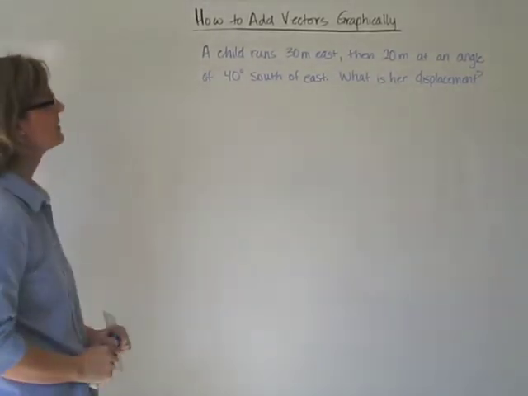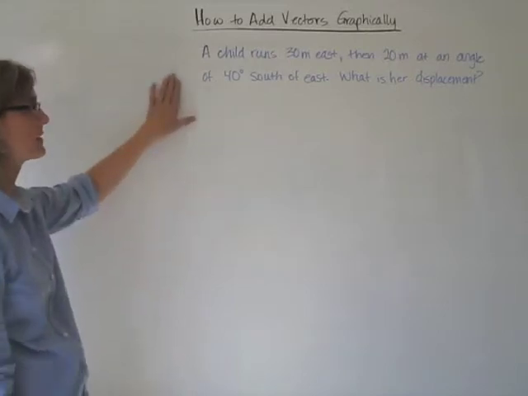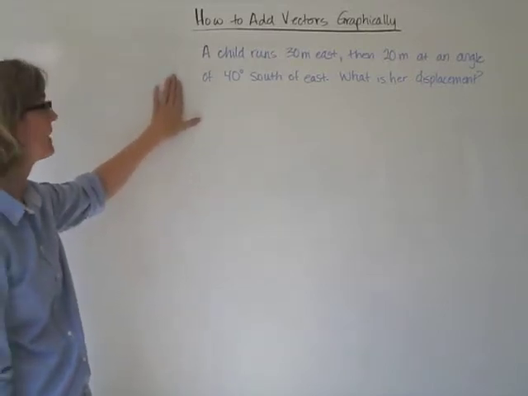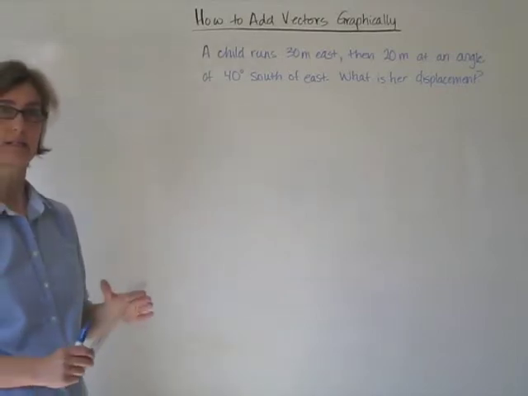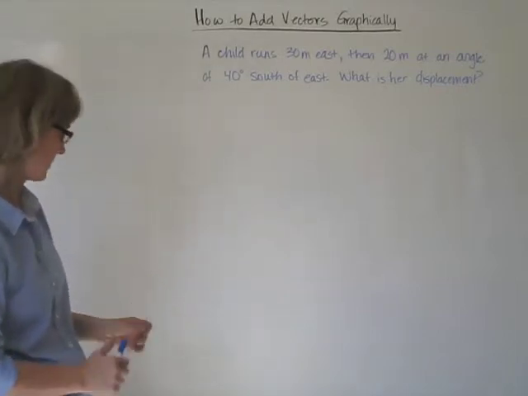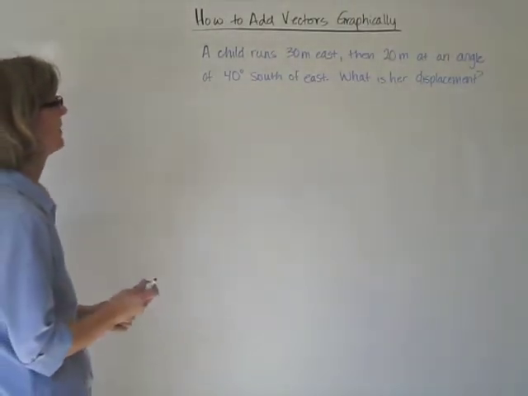So we have a child runs 30 meters east, then 20 meters at an angle of 40 degrees south of east. What is her displacement? So we can't just add the 30 and the 20 and get 50, because these things are not along a straight line. So we're going to have to add these vectors using a graphical method.